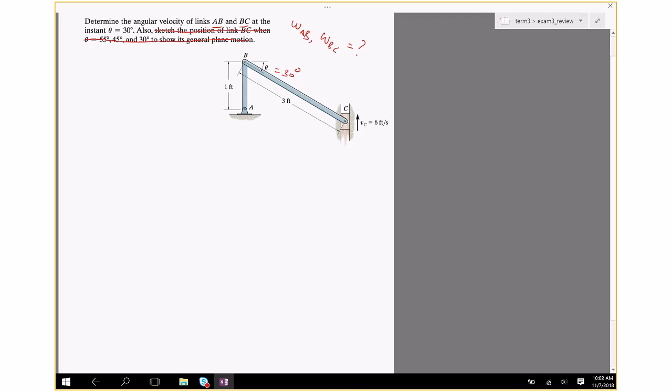Okay, so what I'll do is I'll try to find the IC of link BC. What's the IC of link AB? IC is the instantaneous center of zero velocity. So it's at A. The point which is at zero velocity is called the IC. So for link AB, the point A is at zero velocity, so that's the IC. For BC, that's less obvious because C is moving. B is also going to turn, right? It's going to go in circles about A. So B is not at zero speed, and C is not at zero speed. We need to find the point which is at zero speed.